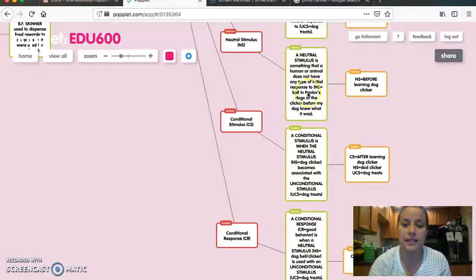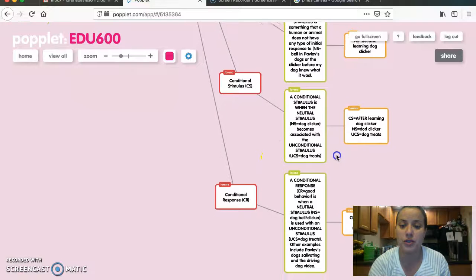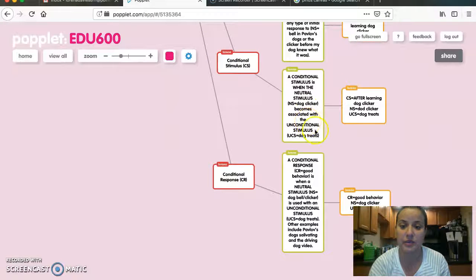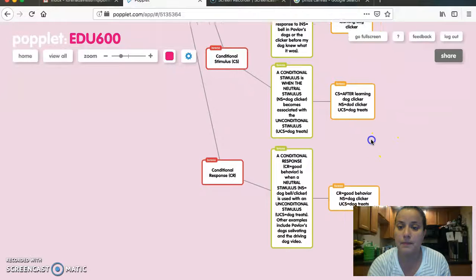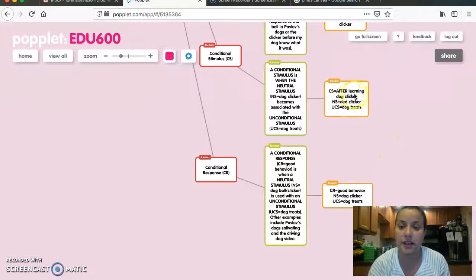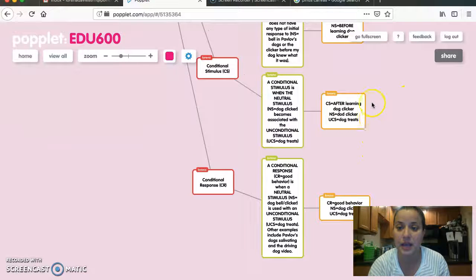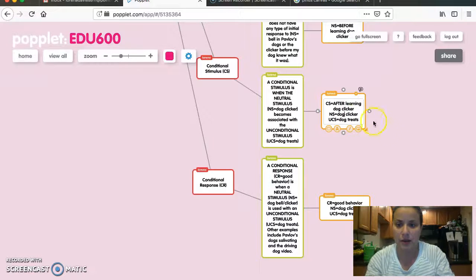Alright, so next is conditional stimulus. A conditional stimulus is when the neutral stimulus, the dog clicker, becomes associated with the unconditional stimulus, the dog treats. And an example of that is after he learned the dog clicker. And then I also put these over here as well, because when I'm studying, I want to be able to come back to my examples and remember them quickly. So the NS stands for the neutral stimulus, and that is the dog clicker. That I spelled incorrectly, but there we go.